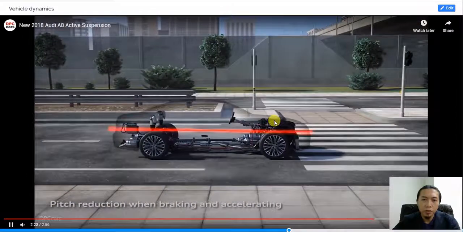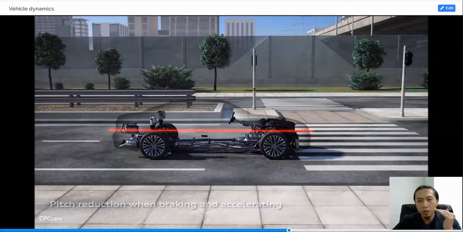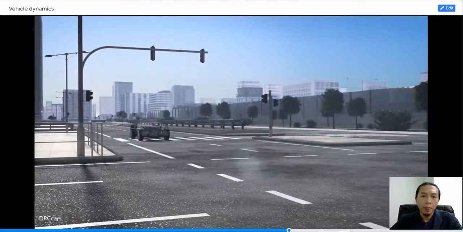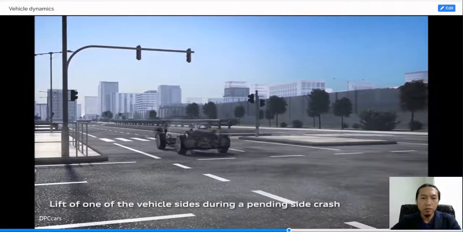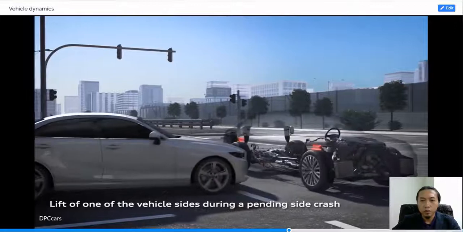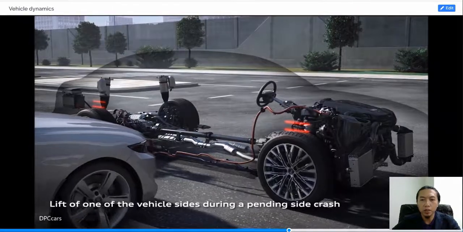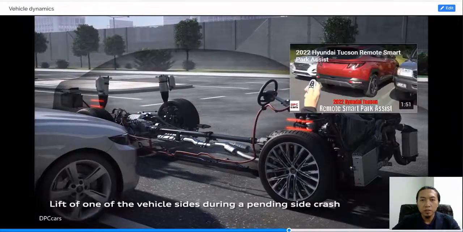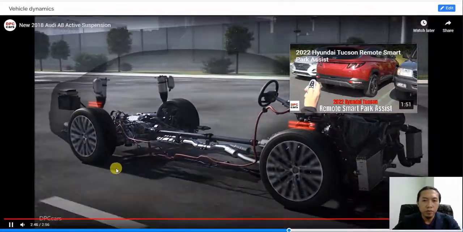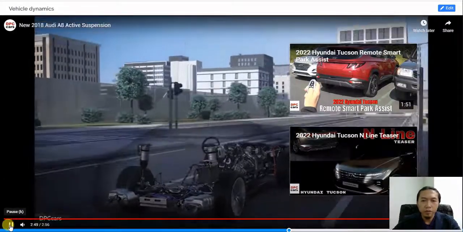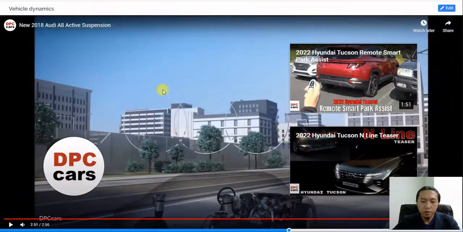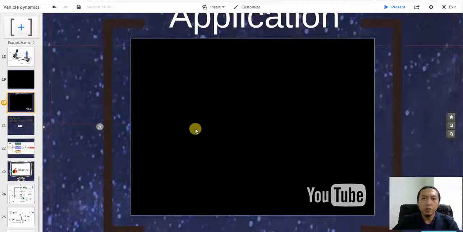So the pitch is also reduced during braking, or when we are accelerating our car. Dip on all the vehicle side during an impending side crash. Alright, so you just saw the application in real life for the active suspension system. Okay, so we go back into our lab session.